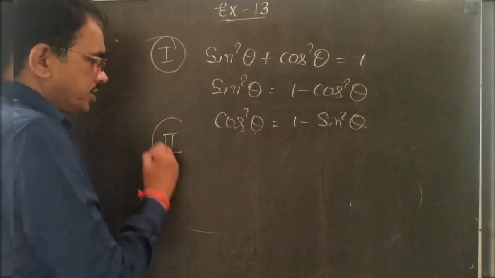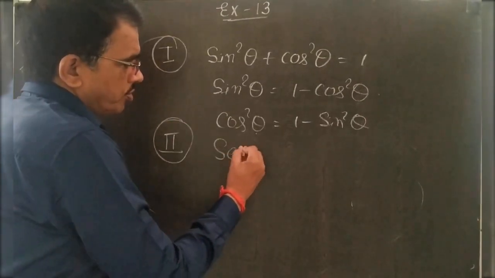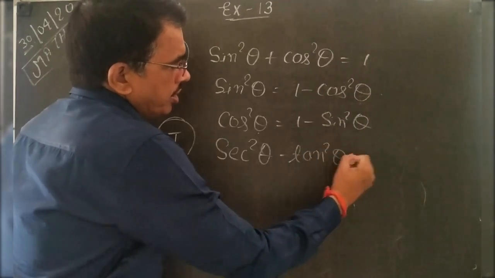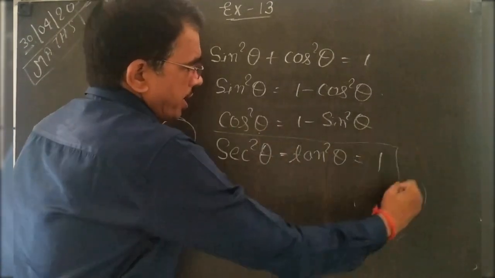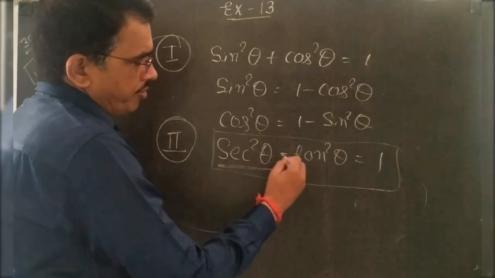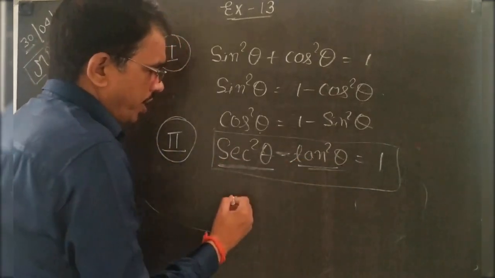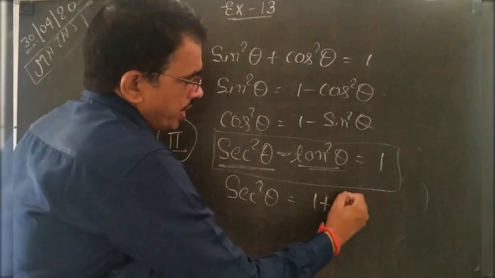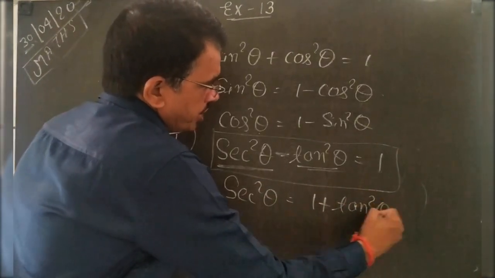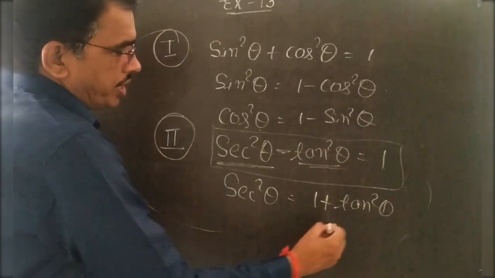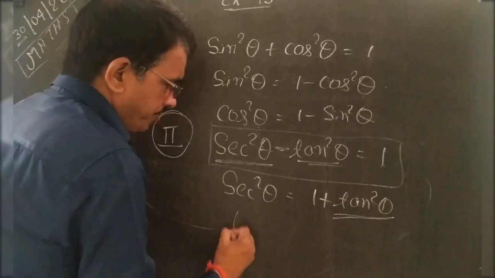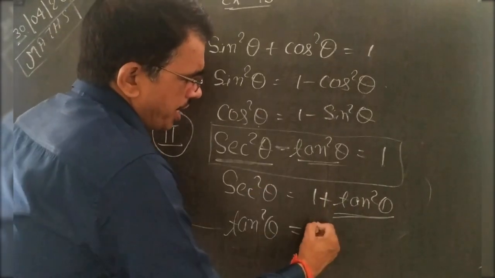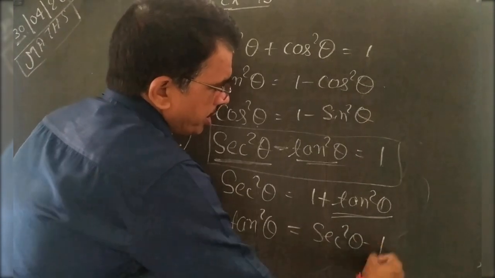Second identity: sec square theta minus tan square theta equal to 1. It is the second identity. So what is sec square theta? It is 1 plus tan square theta, because here is minus, going to that side it becomes plus. Now what is tan square theta? Then this one goes to this side and it is written as sec square theta minus 1.